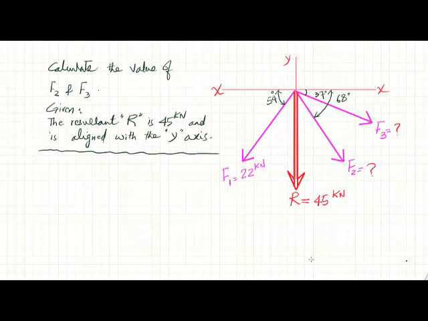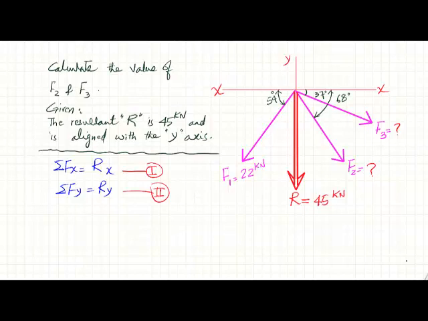So the sum of all forces in x direction is equivalent to the x component of the resultant, and the sum of all forces in y direction is equivalent to the y component of the resultant. This is what we care about for now. This is equation number 1 and this is equation number 2. So let's take a closer look at this question and see what we can imply from the given information.